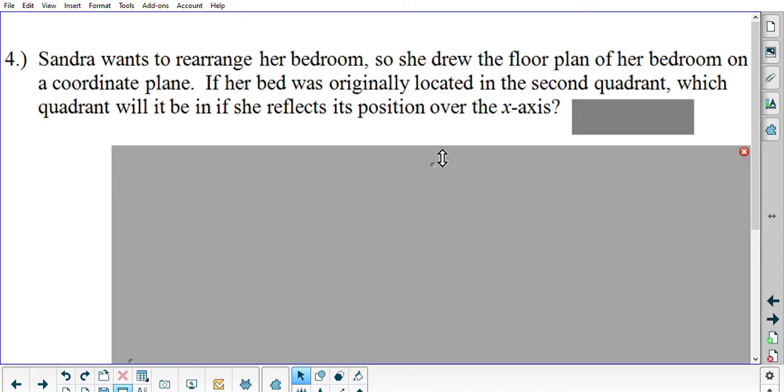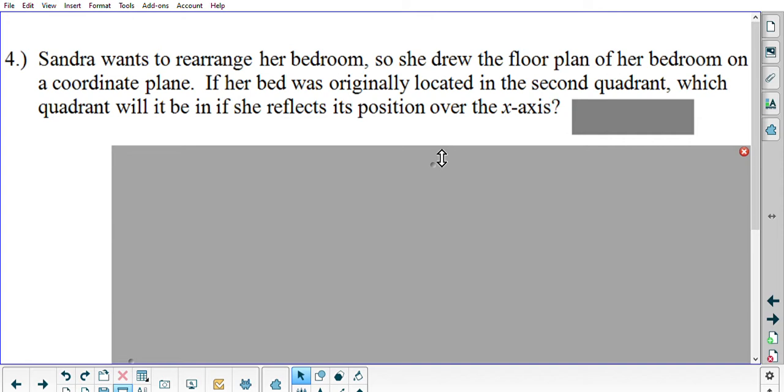All right, do this problem on your own. If you do not remember your quadrants, maybe you need to hit pause and pull up the video I did on translations, because in the first few minutes of that video, I did review what the quadrants were. So if you forgot which one's Roman numeral 1, 2, 3, and 4, maybe quickly check out that video so you can get a quick refresher on your quadrants. But go ahead, hit pause, do number 4 on your own, and then hit play when you're ready for me to go over it.